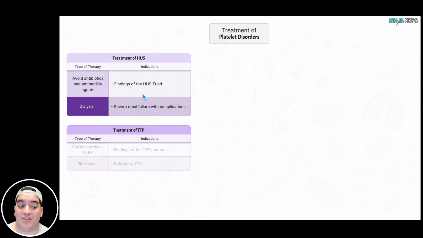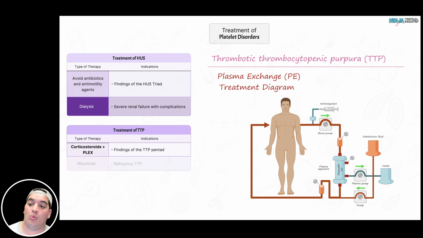TTP, this one is very severe. Because of the risk of neurological symptoms, we actually need to get on this one right away. And we're going to treat it just like we would antiphospholipid syndrome if it was catastrophic. We're going to get rid of those ADAMTS13 antibodies, and we're going to replace it with normal plasma, and we're also going to suppress the immune system from producing those autoantibodies. And so I'll give them corticosteroids and Plex. And if they don't respond to that, then I'll do rituximab.